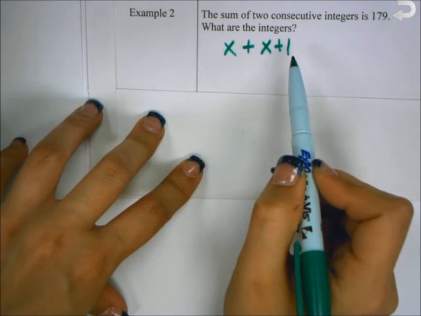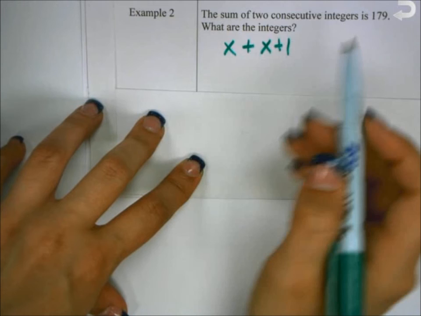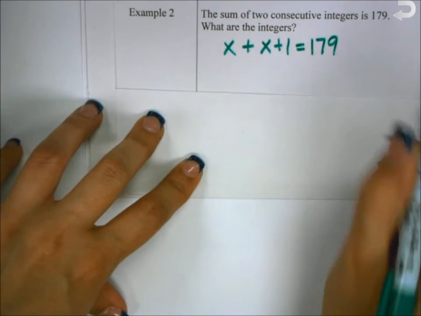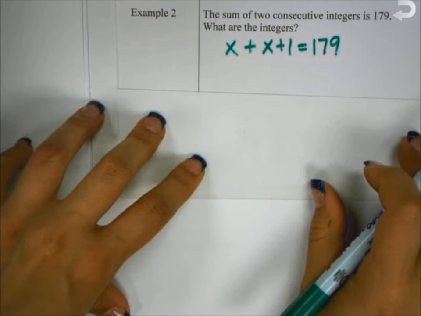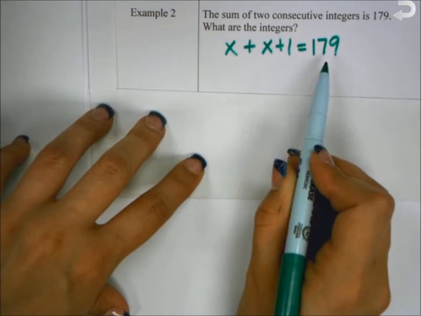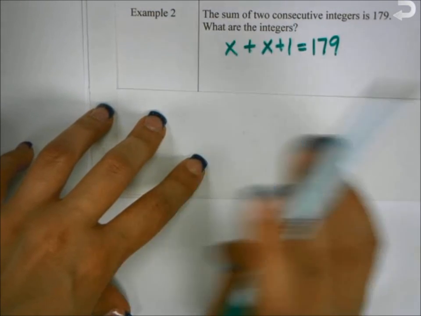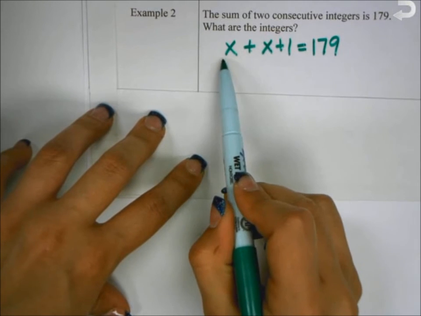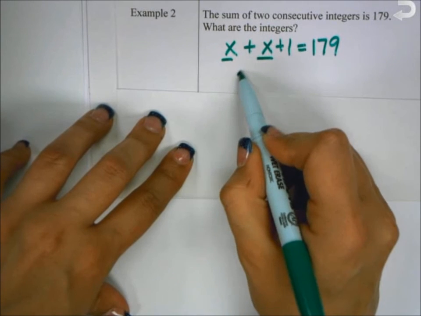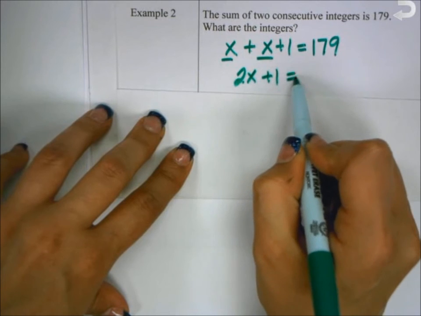So x plus x plus 1 equals 179. So when I add the two integers together, I get 179. Now we're just going to solve like we normally would. So I have some like terms here that I can combine. X plus x gives me 2x plus 1 equals 179.